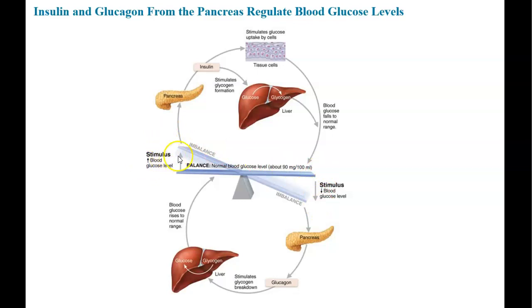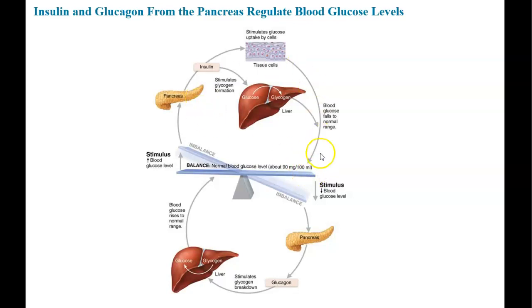If you have a stimulus that increases blood glucose levels, that's going to cause the pancreas to secrete insulin. Insulin is going to stimulate the liver to take in glucose and store it as glycogen. And also it's going to stimulate the tissue cells to take in glucose. So when that happens, the glucose in the blood is going to drop, and that's going to bring the blood glucose levels back to normal.